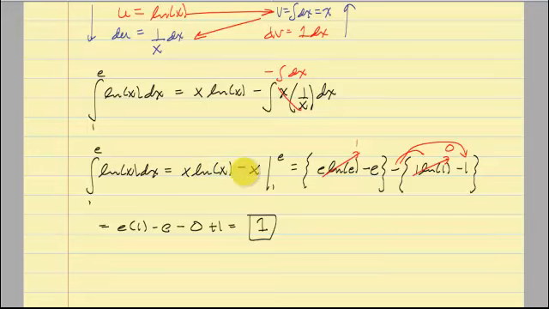So when we learned about the transcendental functions like e to the x and ln of x, we could not integrate ln of x before. So now we can actually integrate the natural log of x. And the strategy behind integrating the natural log of x is to use integration by parts.